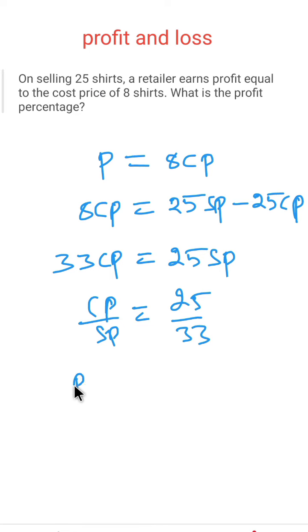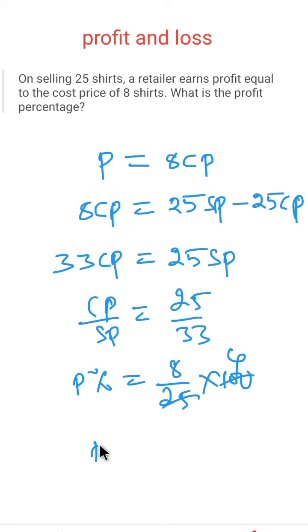So the profit percentage is equal to, we write it as selling price minus cost price is the profit, that is 8 by cost price, 25 into 100. 25 4, the profit percentage is 32%. Profit percentage is 32%.